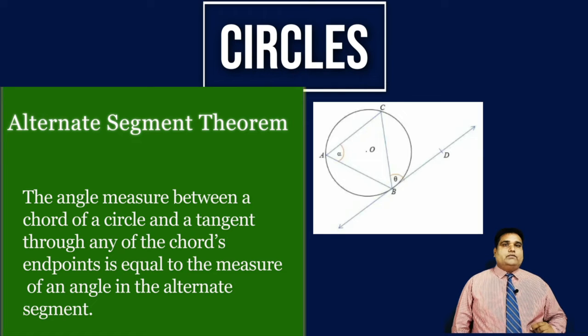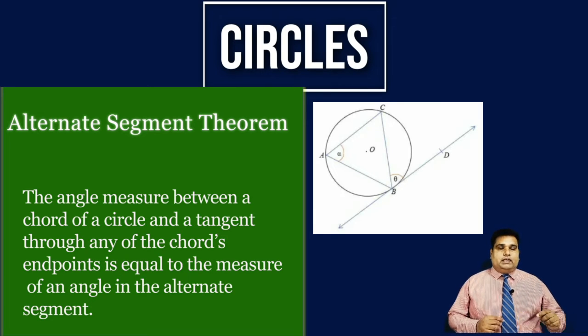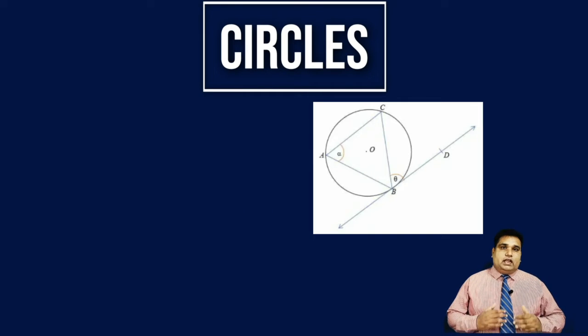Here you can see in the diagram that the tangent is BD, and we have the chords CB and AB. The angle we are forming is the angle between the chord of a circle and the tangent through the chord's endpoint. So the angle CBD, theta here, will be equal to the measure of an angle in the alternate segment. The alternate segment angle is angle A, which we are showing as angle alpha here.